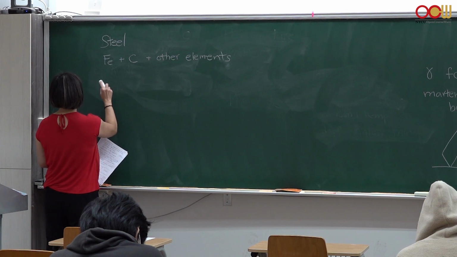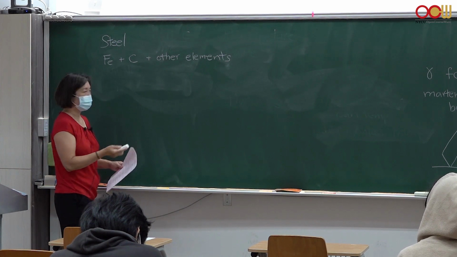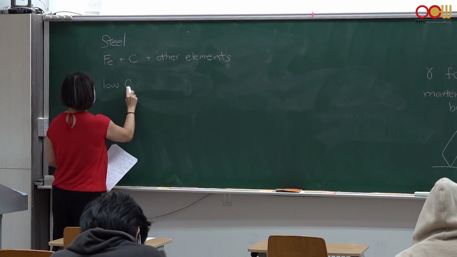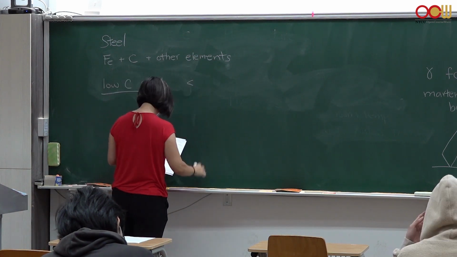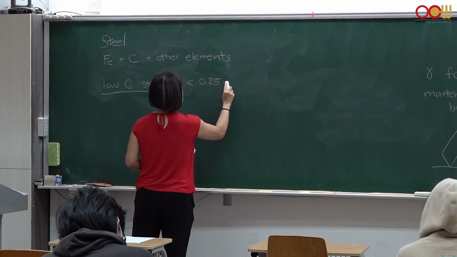And let's talk about the several kinds of steel. So the first one is low carbon steel. This in general has less than 0.25 weight percent carbon.